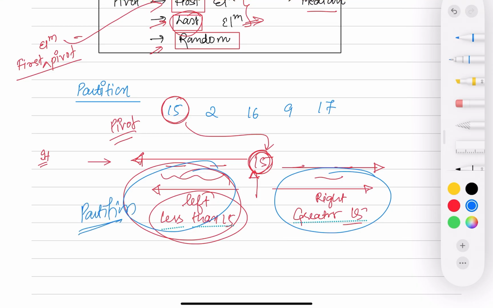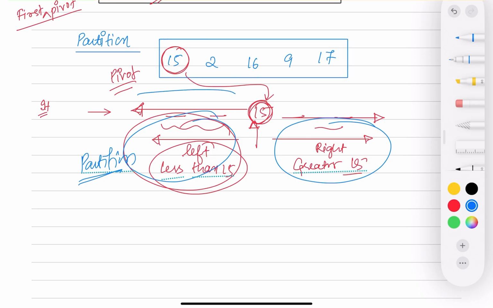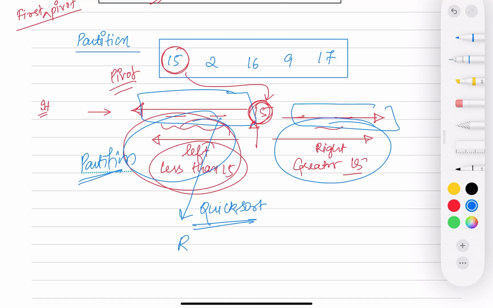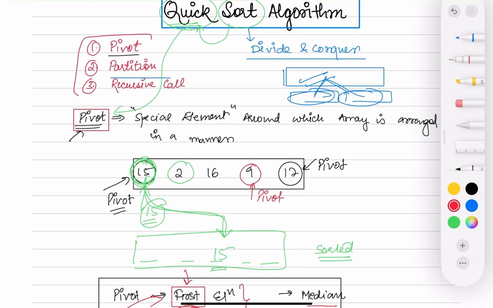Now this problem is divided into this part and this part. You again use quick sort here, and again use quick sort here. That is nothing but what is called a recursive call. That's why I was saying it is based on three fundamentals.